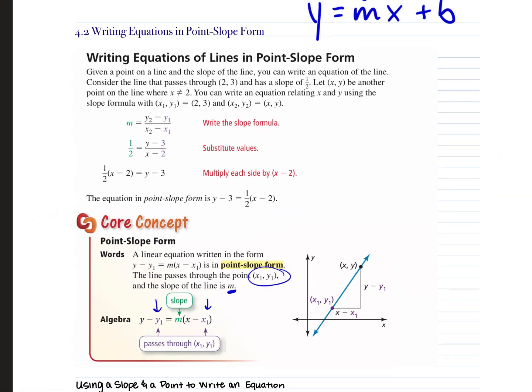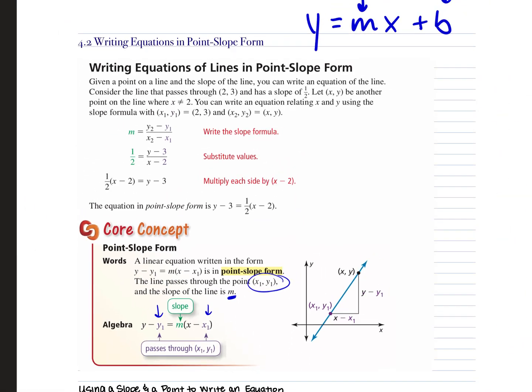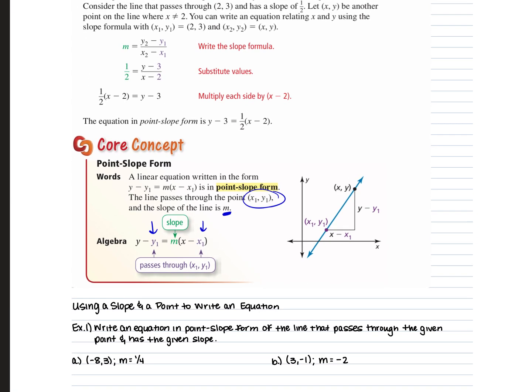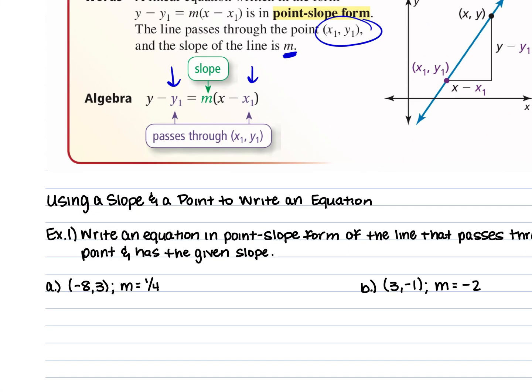Just like how our point slope, we just left x and y there, our equation's always just going to have x and y in it. But we're going to plug in the x1 and y1, that's the point that's going to be given to us. So we're using this equation now.